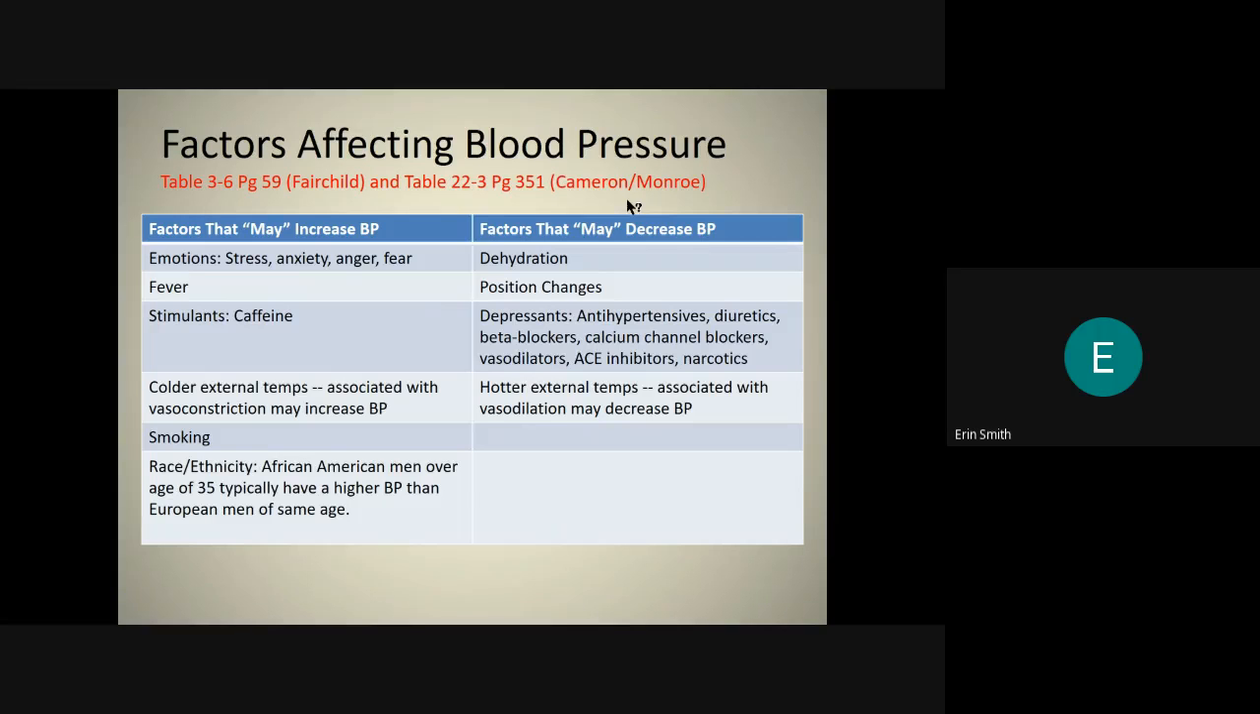So again, factors that may increase blood pressure. So it might not, but it may. So be looking for that. And then factors that may decrease blood pressure. So I'm not going to spend time sitting here and reading these for you, but definitely be comfortable with knowing what could potentially increase blood pressure, what could potentially decrease blood pressure.